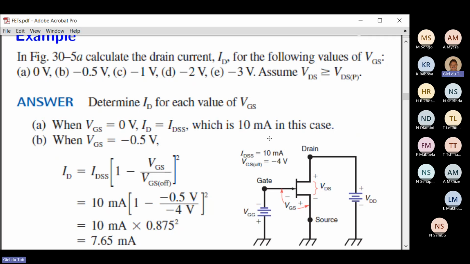Now, IDSS is the absolute maximum current for the FET. But the current flowing due to the control of the gate voltage, we call it ID, which is the answer here, this one, ID. And that is in this case 7 milliamp, due to the fact that we've put a negative voltage here now at that point. And therefore the current reduced from 10 milliamp to 7.6 milliamp.